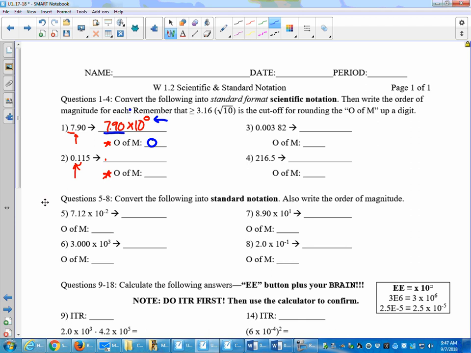The coefficient rounding point is root 10, which is 3.16, basically near pi. If your number here, the coefficient, is greater than or equal to 3.16, you will round this order of magnitude up. In this case, we have 7.90, so 0 rounds up to 1. There's your answer. 7.90 times 10 to the 0 is standard scientific, order of magnitude 1. You can do that with the others.